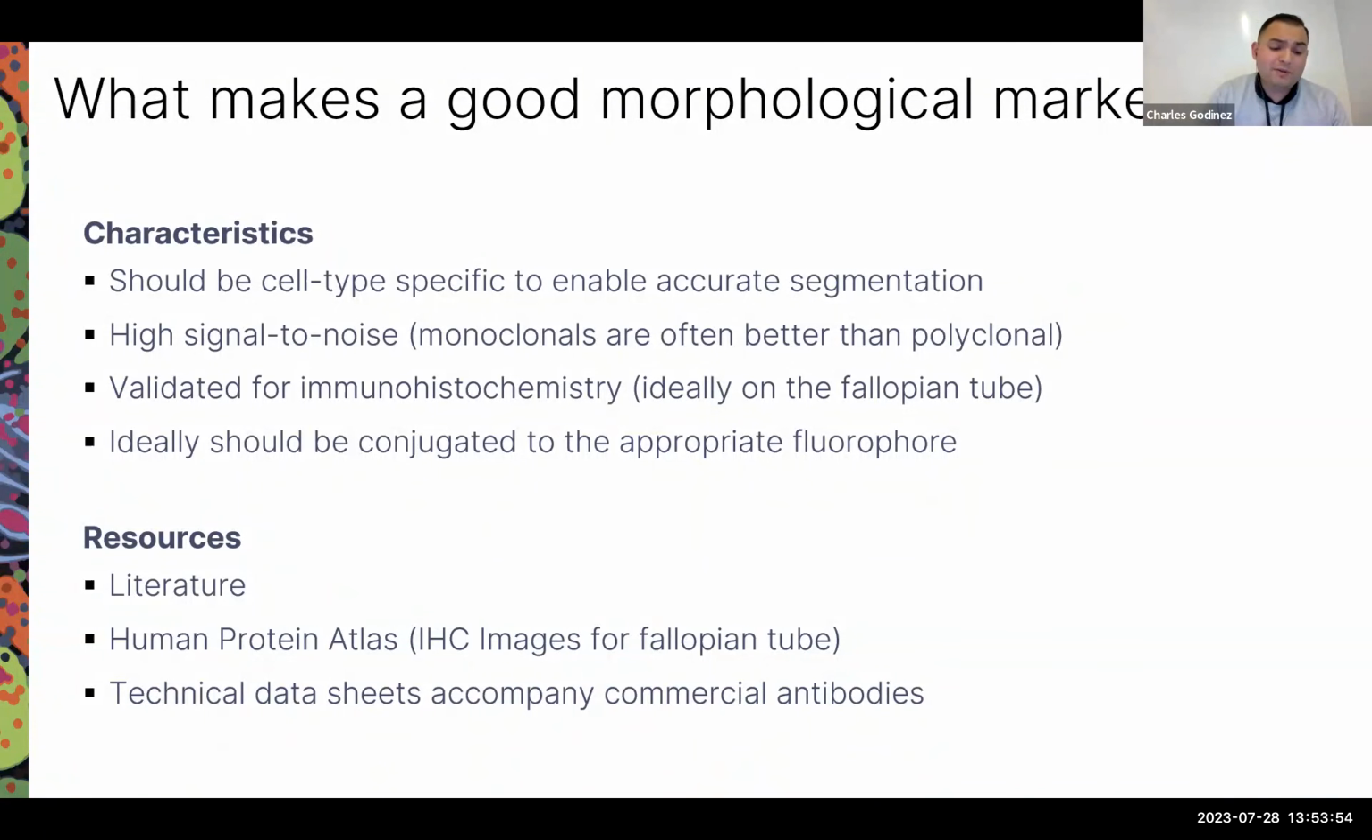And some resources we used to develop the list of antibodies we selected: we searched through the literature. We would cross-reference antibodies mentioned in the literature with IHC images of fallopian tube from the Human Protein Atlas, which allowed us to further boil down our list of candidates. And we referenced technical data sheets accompanying commercial antibodies as well. So in the following slides, I'll introduce the 4 antibodies we used to try and target the PEG cells, and following that, I'll share the results.